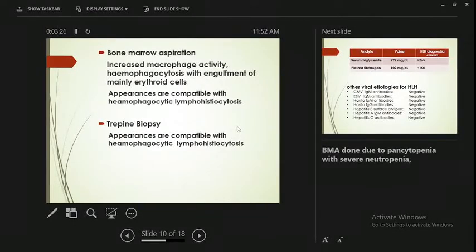Bone marrow aspiration demonstrates increased macrophage activity, hemophagocytosis with engulfment of mainly erythroid cells. Appearances are compatible with hemophagocytic lymphohistiocytosis, which is confirmed in the trephine biopsy with similar findings.